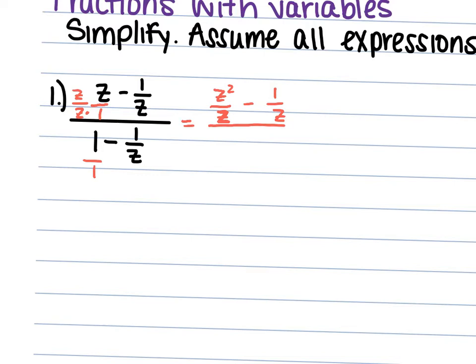Okay, because to make these things have the same denominator, I needed to multiply the left-hand side by z in the denominator and z in the numerator. We get z squared minus 1 over z. That's our numerator. Let's talk about the denominator.